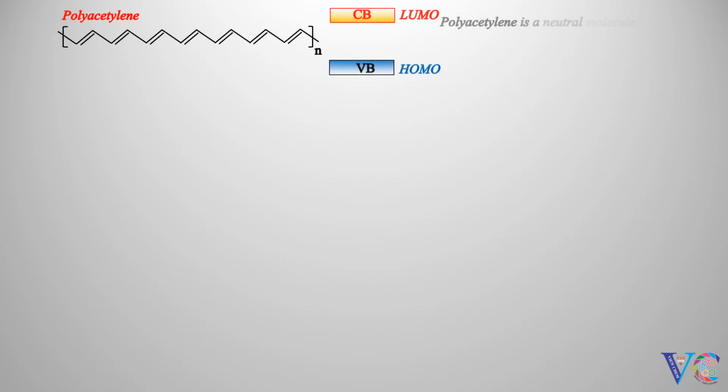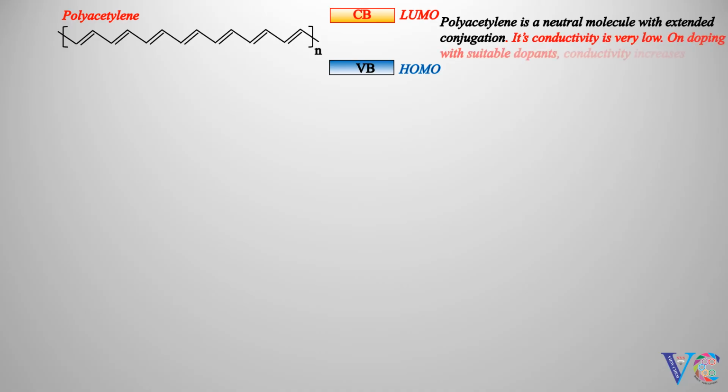Polyacetylene is a neutral molecule with extended conjugation. Its conductivity is very low. On doping with suitable dopants, conductivity increases. Polyacetylene, on treatment with sodium naphthalide, forms a radical anion.